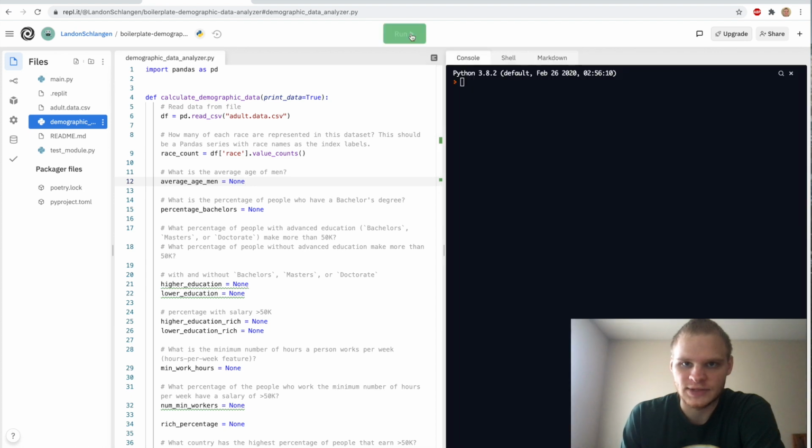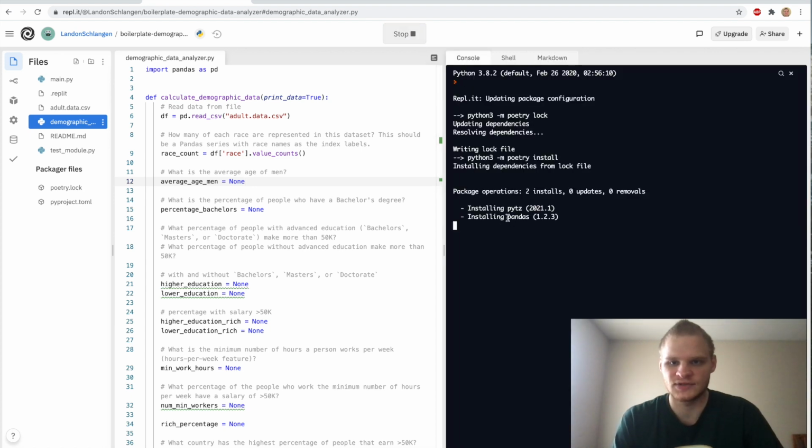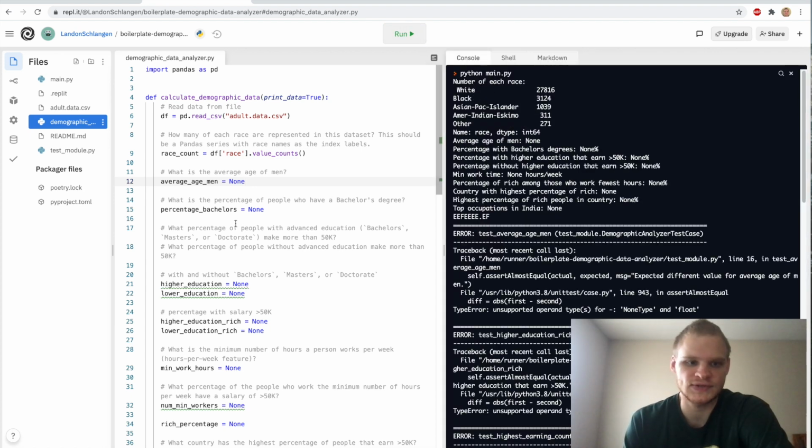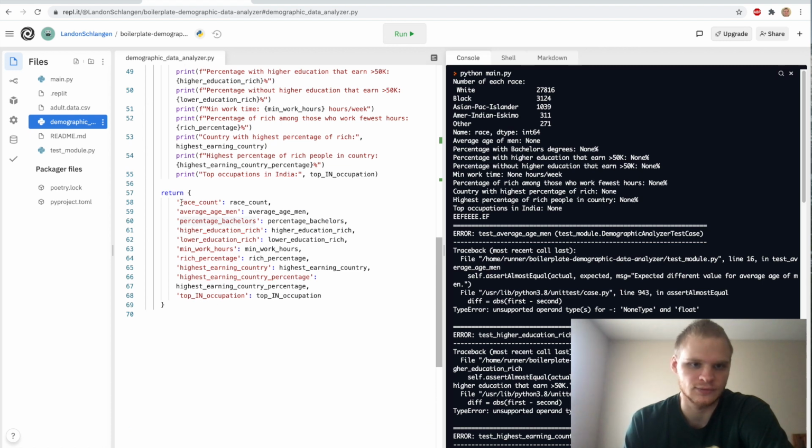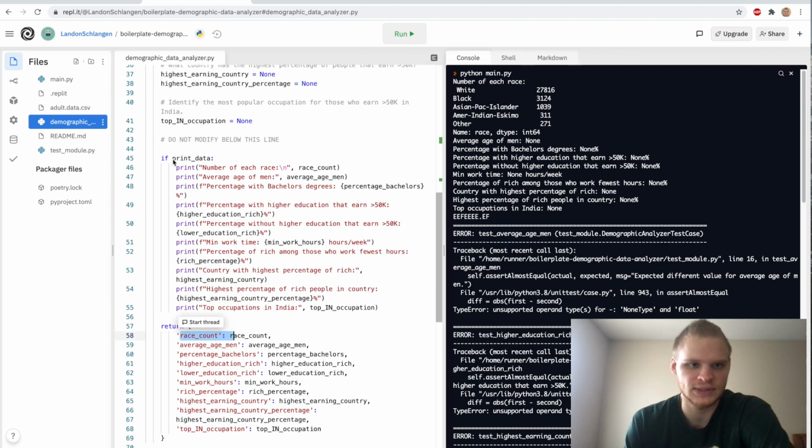And then if I run this, it has to install pandas. So yeah, up here, number of each race. This is what we're returning, race_count, but this is what we're printing. So in the print statement, number of each race, and then we just pass in the race count. So we have 27,816 white people, 3,124 black people, 1,039 Asian Pacific Islanders, and then 311 American Indian Eskimos, and other of 271.